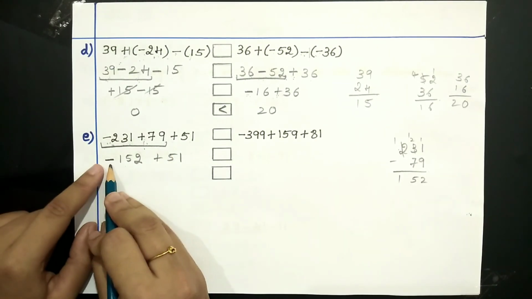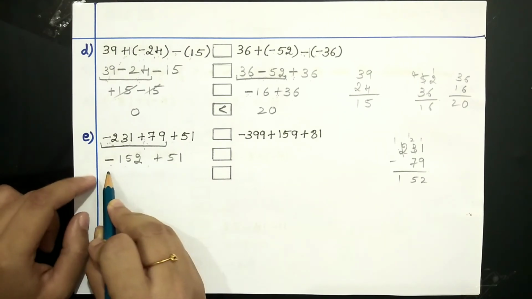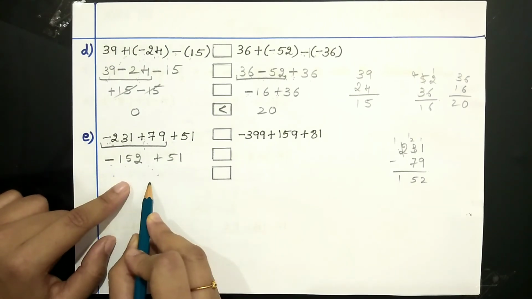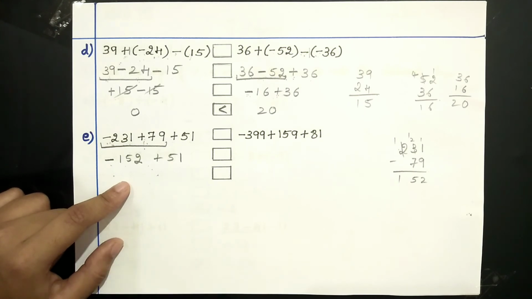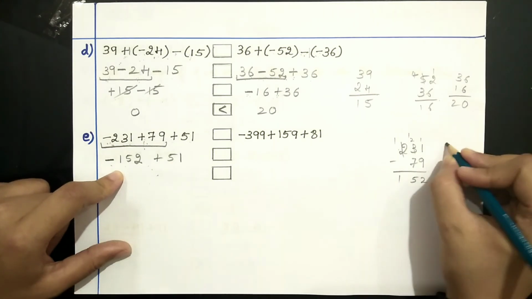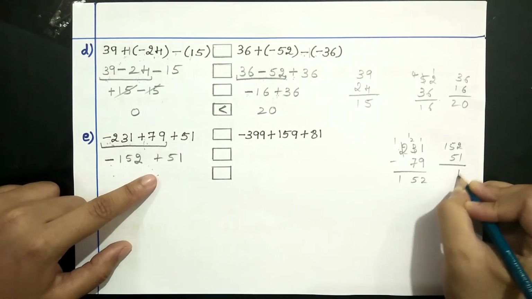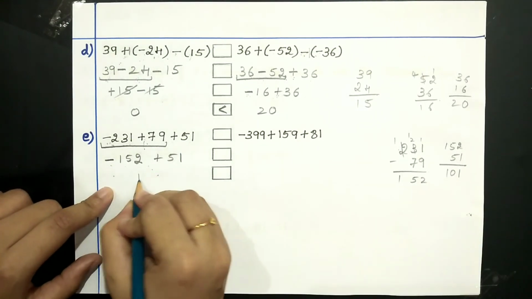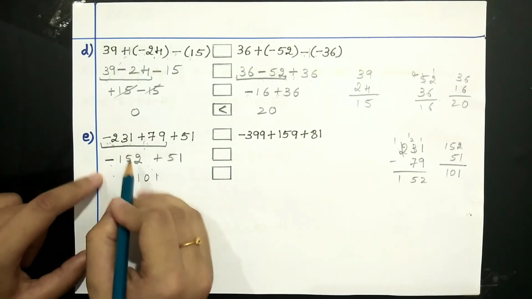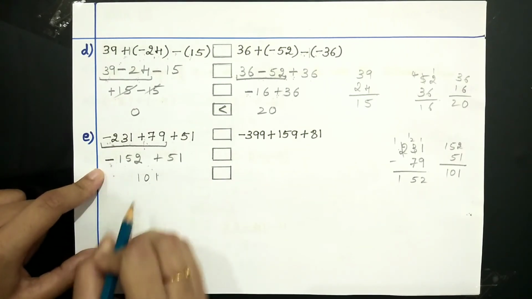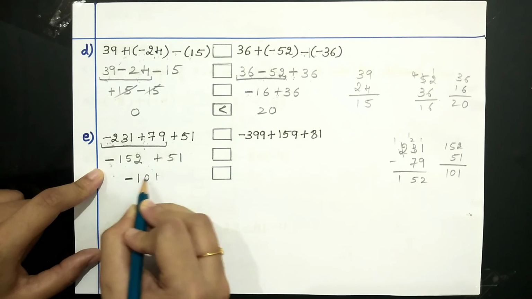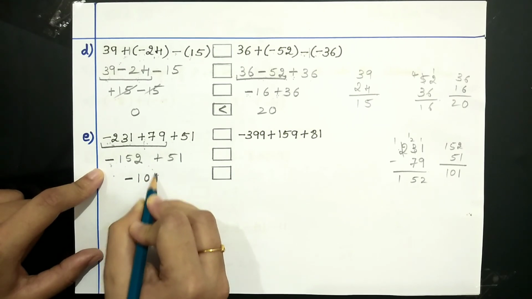Now, one is having minus sign, one is having plus sign. Since the signs are different, for the answer again you have to do subtraction. So subtract this: 152 minus 51. So this is 1, this becomes 0. So 101 is your answer. And what sign you will be giving? Greater number sign. So put here minus. So minus 101 is the answer here, this side.